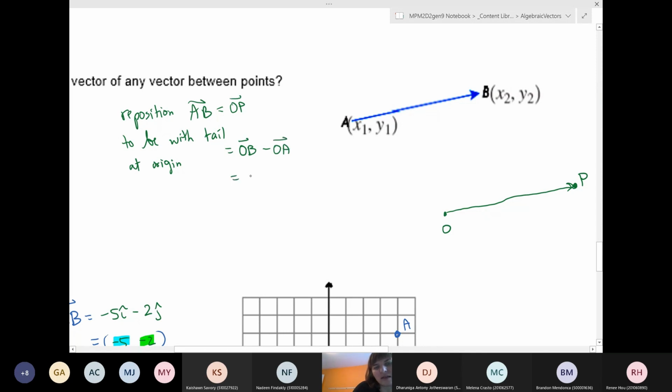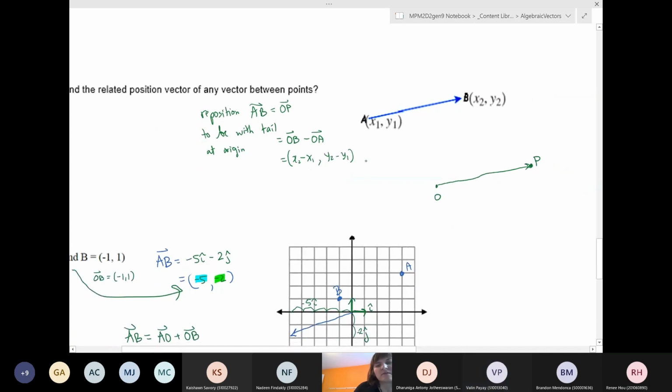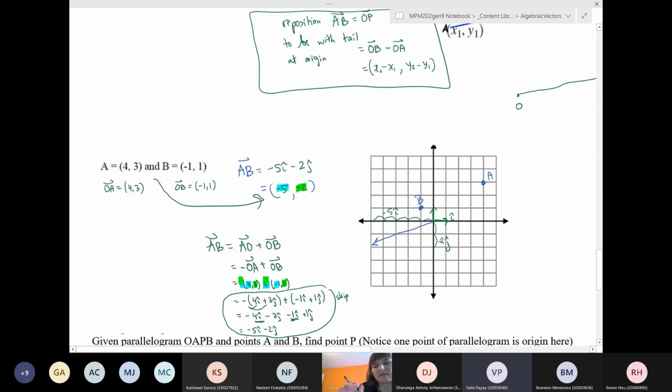Always. Which will be x2 minus x1, comma, y2 minus y1. So that's in general, and this is an example. And that's it. I'm going to stop here.